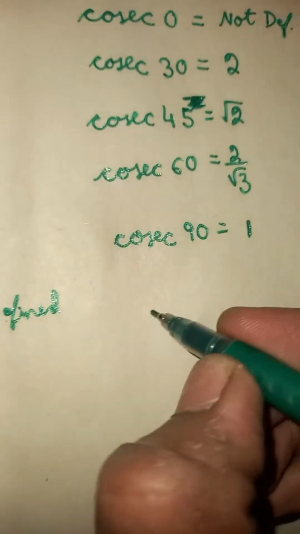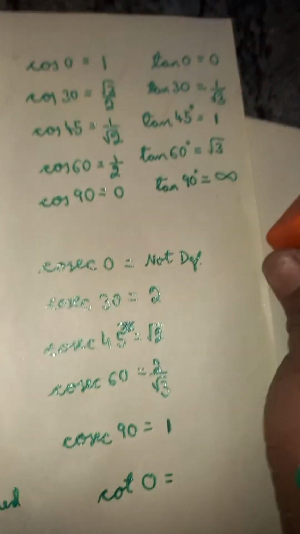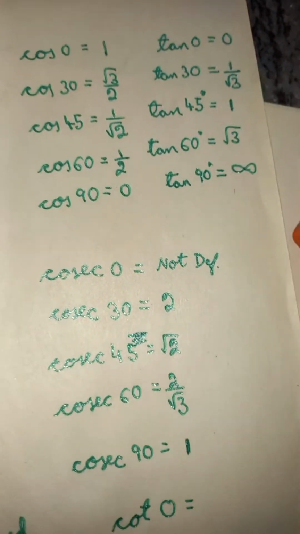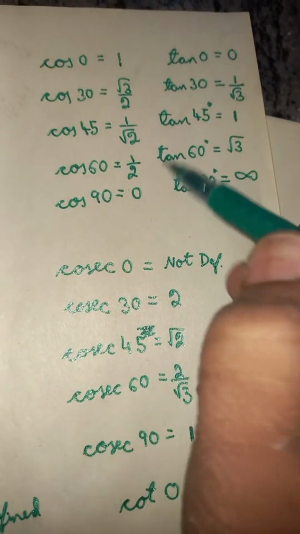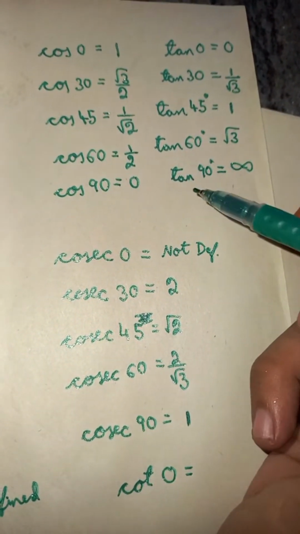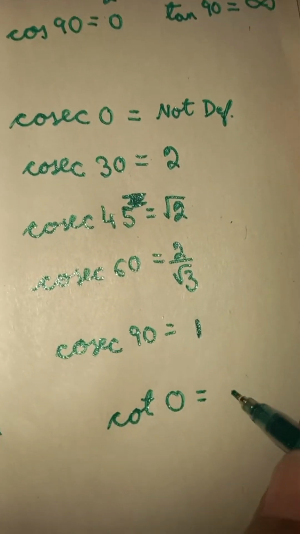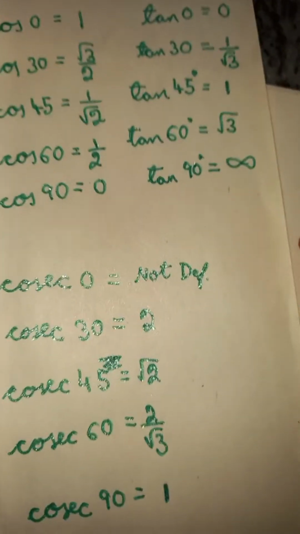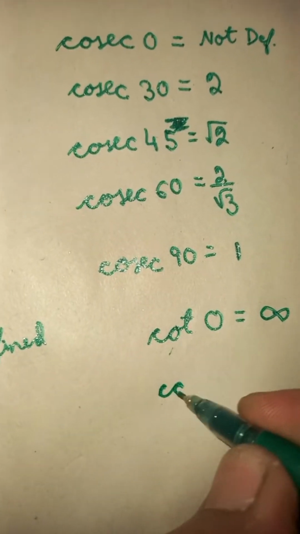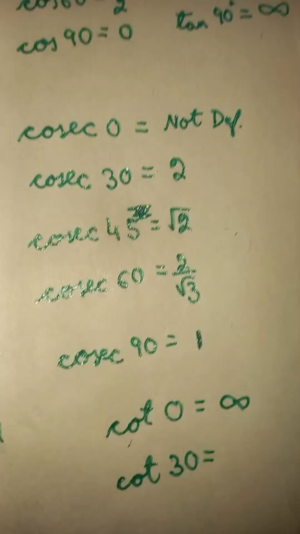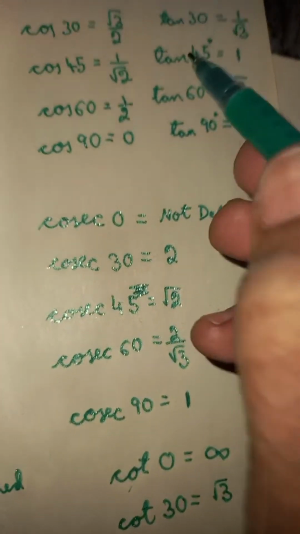Now let's find out values of cot. Cot 0 means it is the inverse of tan 0. Tan 0 is 0. So even cot of 0, here it goes from 90 to 0, so cot of 0 is going to become infinity. Now this one, that is cot of 30 degree, will be root 3. So cot of 30 will be root 3, the same as tan of 60.